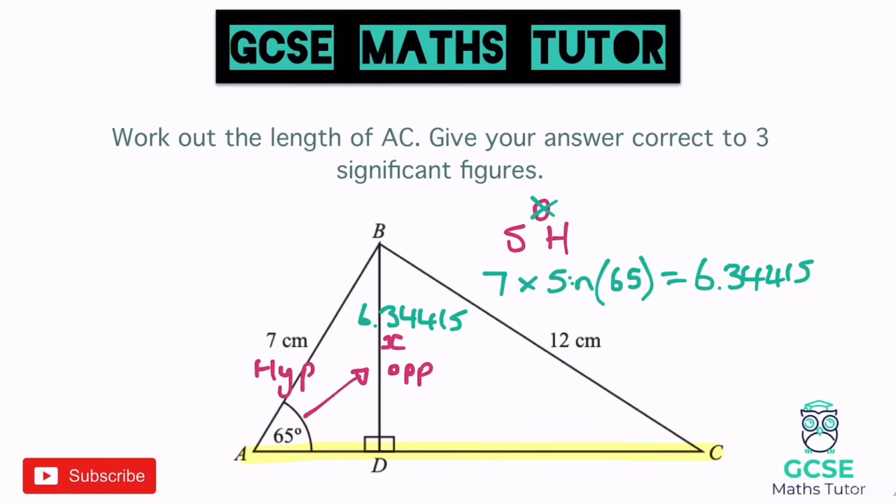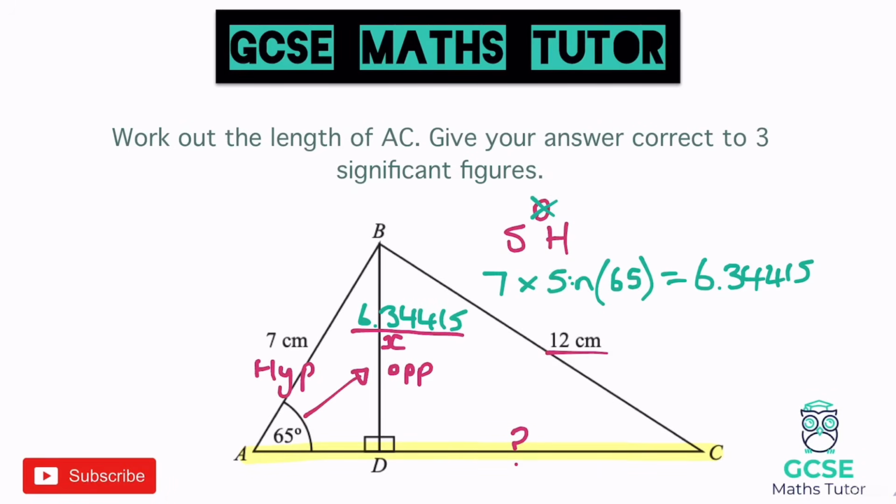Now we can either work out the length of DC, because that right triangle there now, we've got 2 of the lengths. We've got 6.34415 and we've got 12. So we can use Pythagoras to work that one out. Or we could use Pythagoras again to work out the length of AD. Now it doesn't matter whichever one you prefer, but we're going to need to use Pythagoras for this one on the right hand side. So if we work this one out first, we can do Pythagoras to work that out.